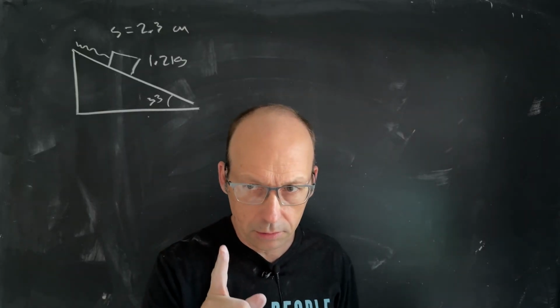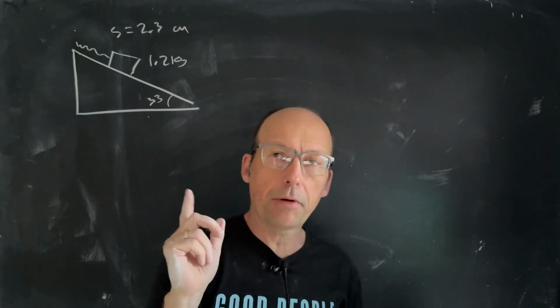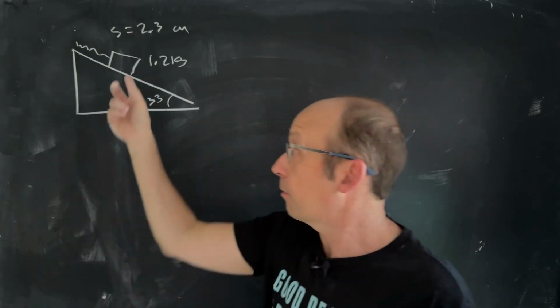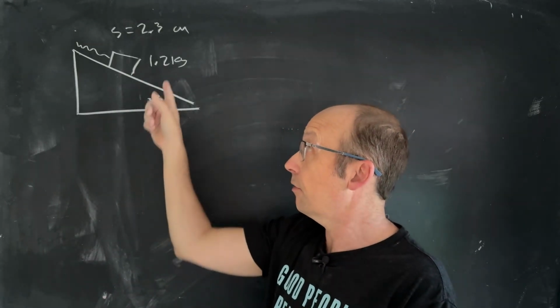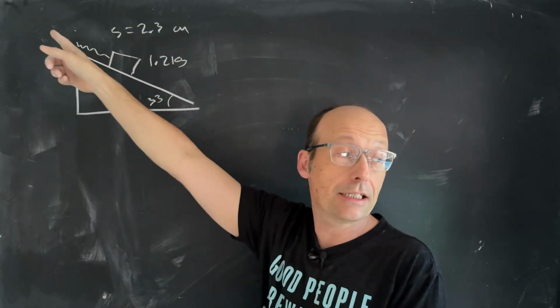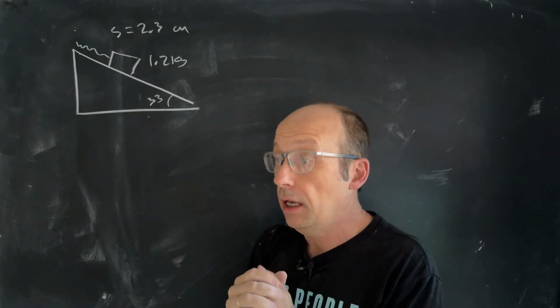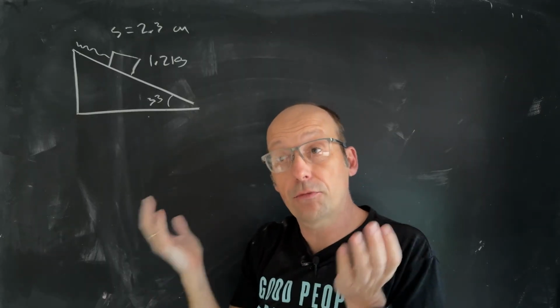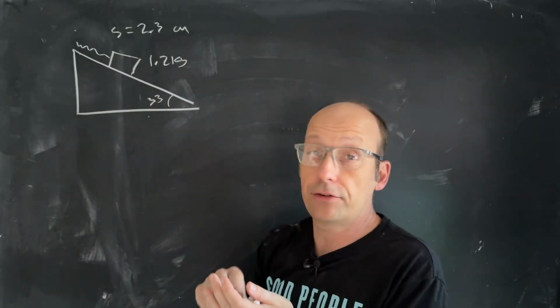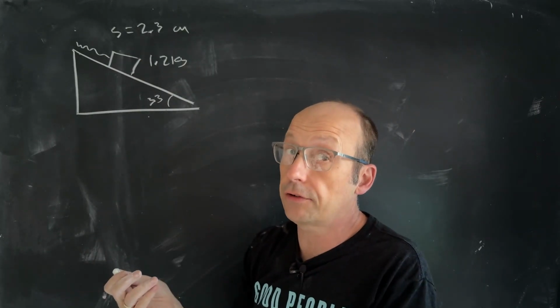Practicing force problems. So here's a problem I made up. There's a block on a frictionless incline, 33 degrees, 1.2 kilograms, and it's connected to a spring. So the spring's holding it there. And when the block is placed on the incline, the spring stretches 2.3 centimeters. So the question is, what's the spring constant for that spring?